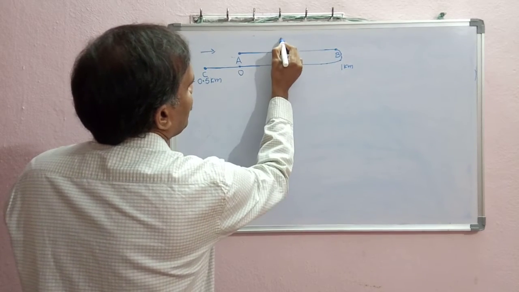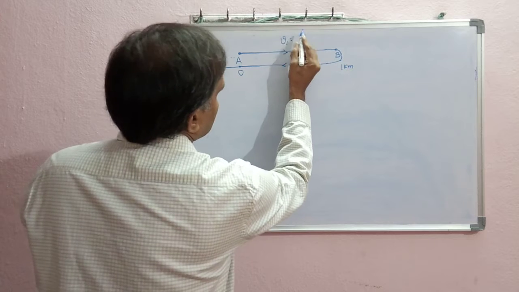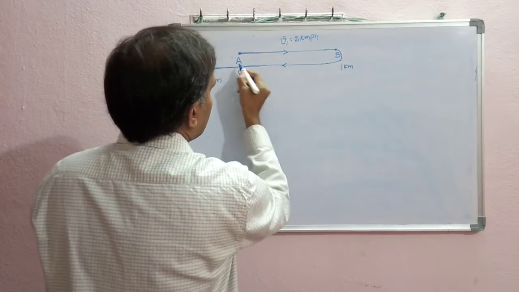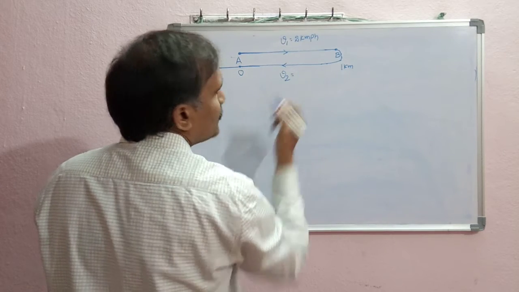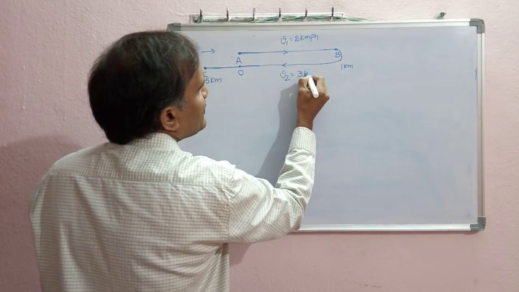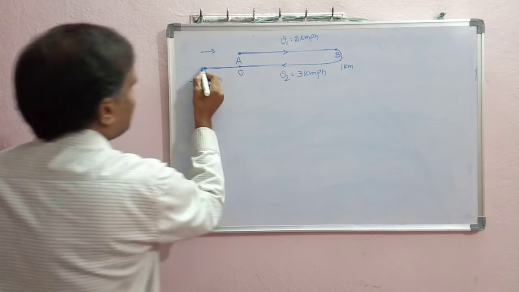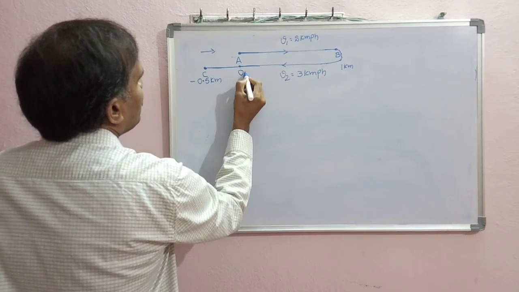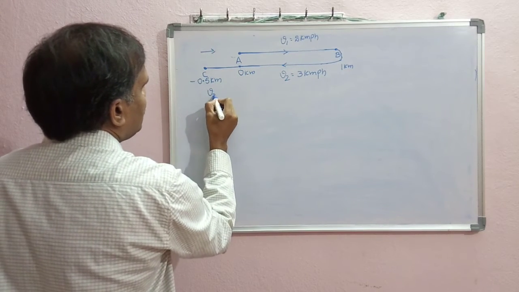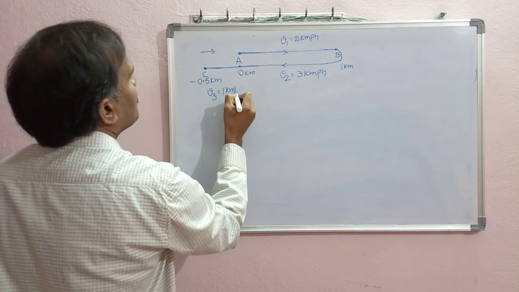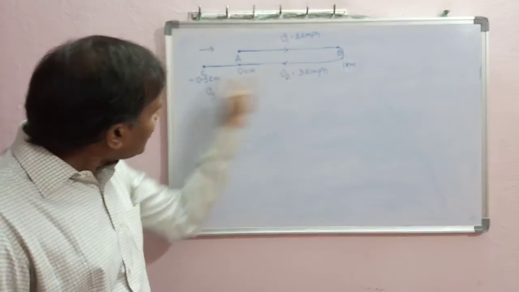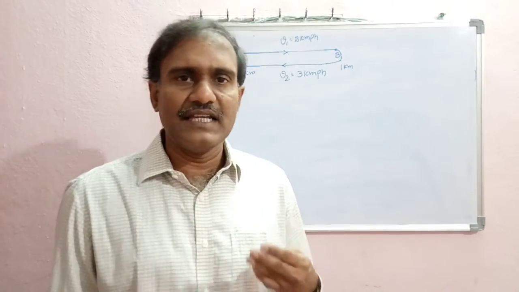Now, for this journey, velocity is v1, which is equal to 2 km per hour. For the journey B to A, velocity is v2, which is equal to 3 kilometers per hour. For the journey A to C, its velocity is v3, which is equal to 1 kilometer per hour. Now for this complete journey, you will calculate average velocity and also average speed.